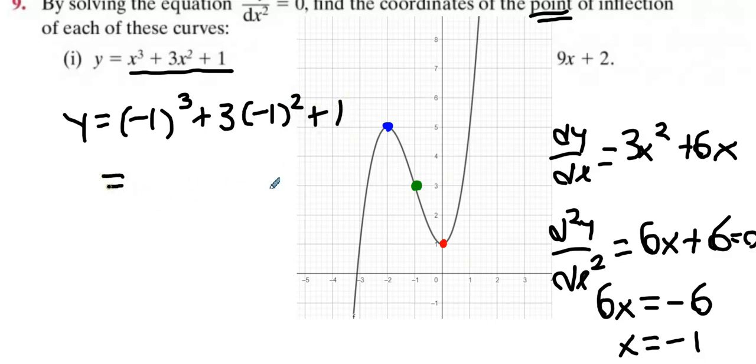So, what do we get as the y value? 3. That's the point minus 1, 3, which is the value.